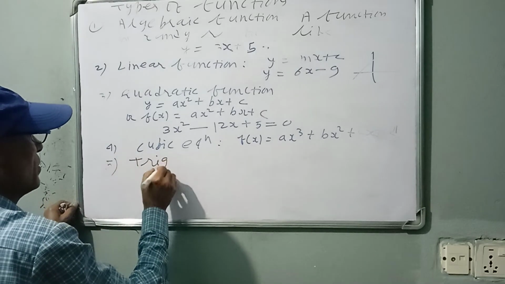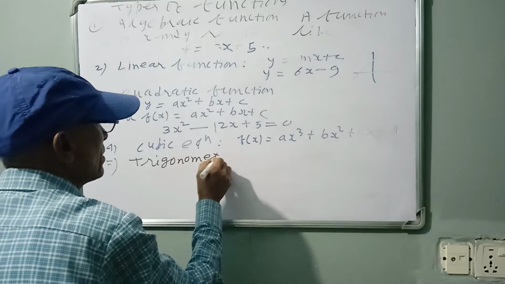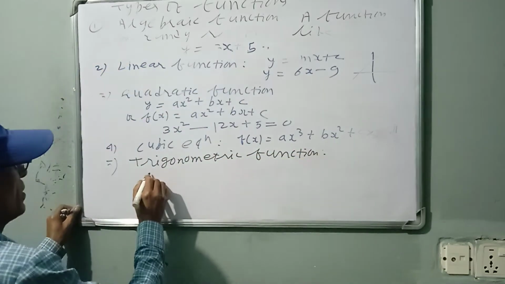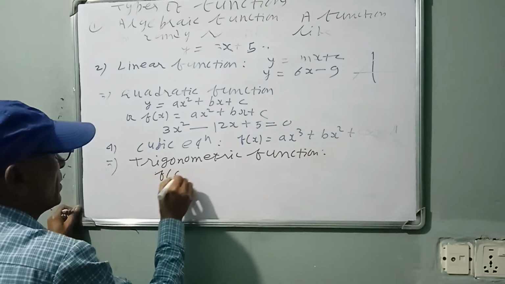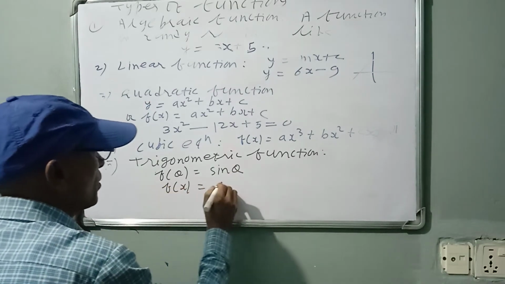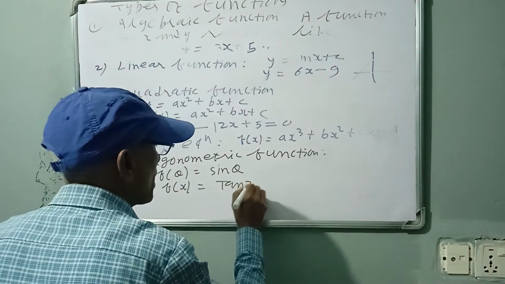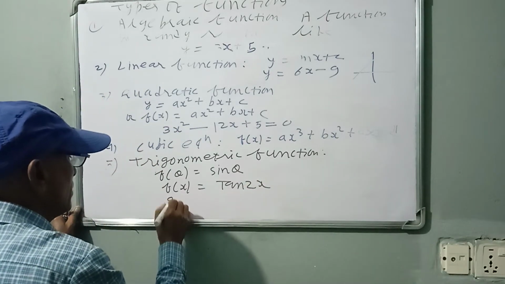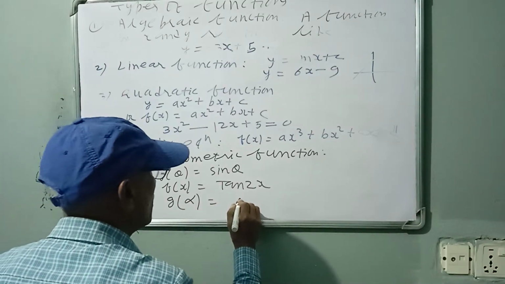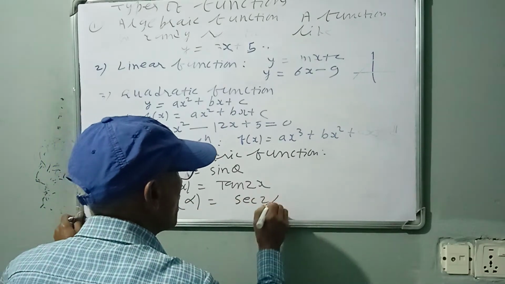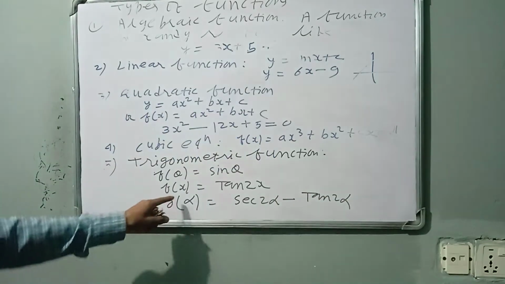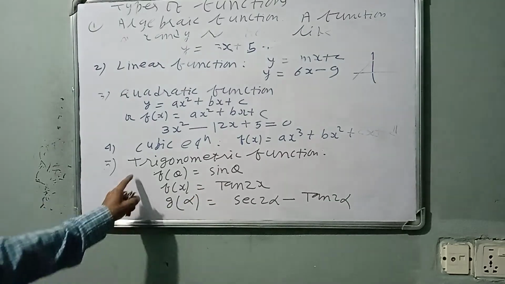Trigonometric function. A function in the form of f(theta) equals sin theta, f(x) equals tan 2x, g(alpha) equals sec 2 alpha minus tan 2 alpha, etc. Such functions are called trigonometric functions.